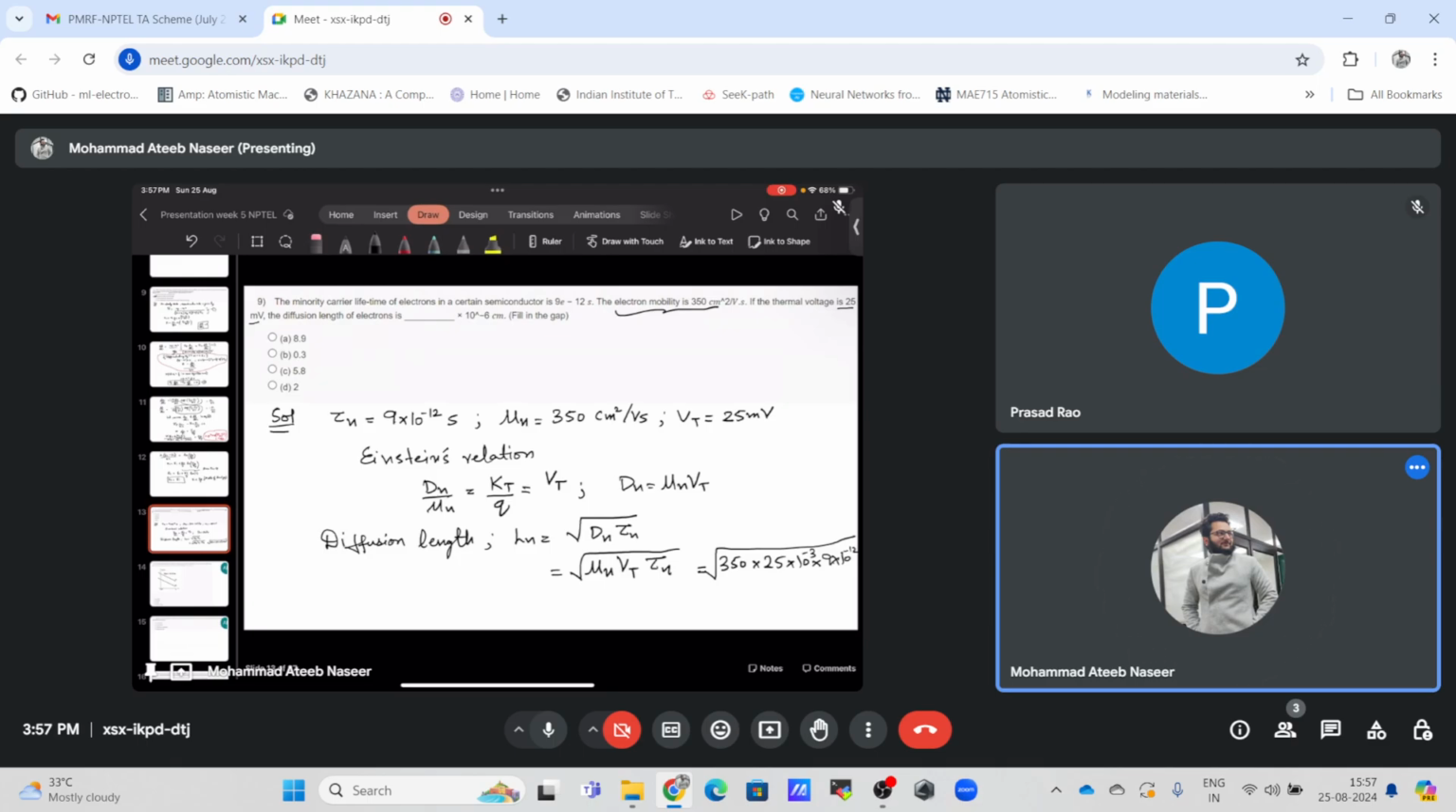Three is root of 7875, root of 7875, which is 88.7 into 10 to the power of minus 7. So it is coming out to be equal to 8.87 into 10 to the power of minus 6 centimeter. So it is approximately equal to 8.9 into 10 to the power of minus 6 centimeter. So the option A is the correct option to go.